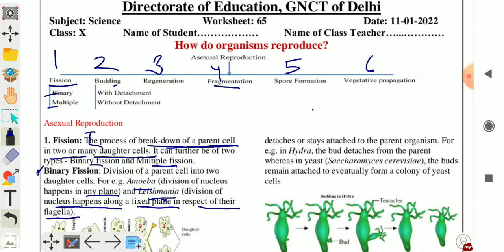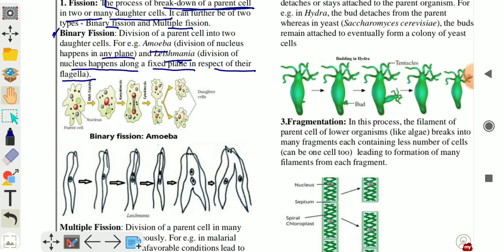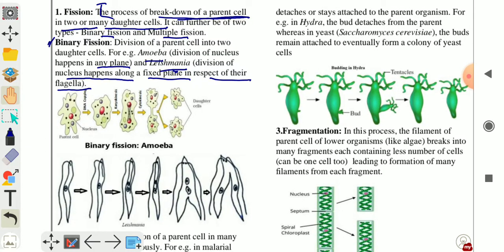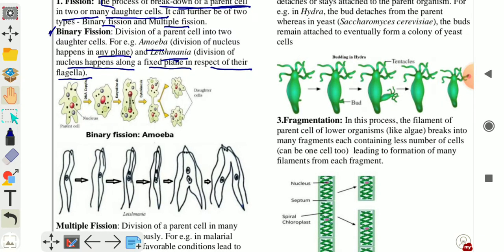Due to the presence of flagella in Leishmania, division of the nucleus happens along a fixed plane. Now you have to draw the diagram of reproduction in amoeba by binary fission as well as reproduction in Leishmania by binary fission.